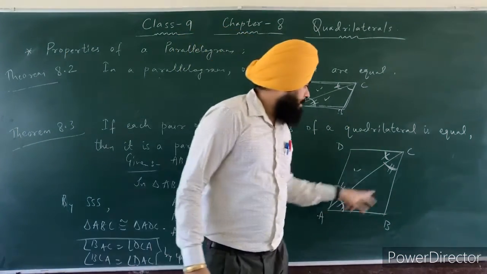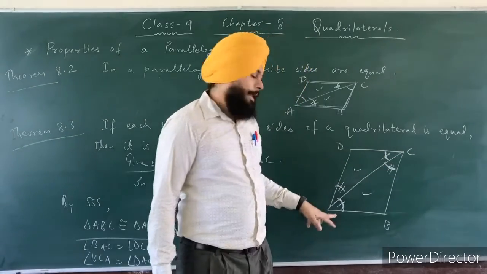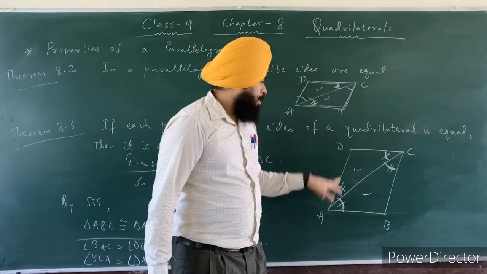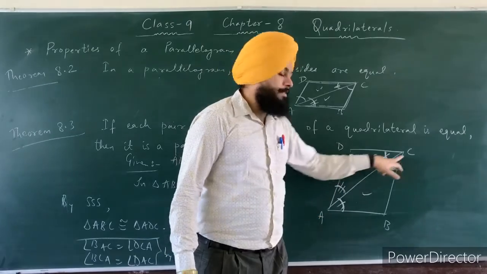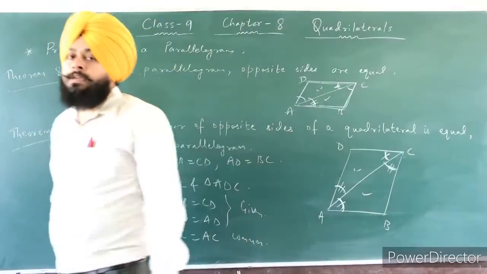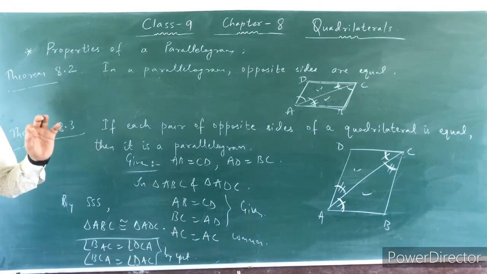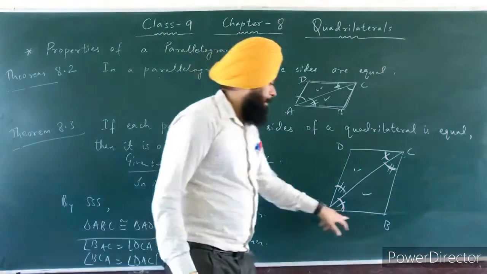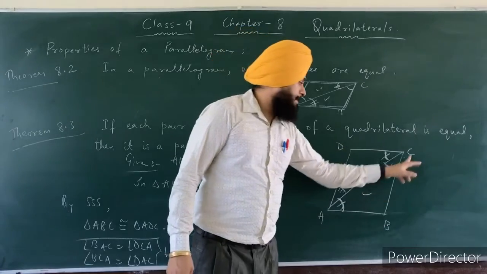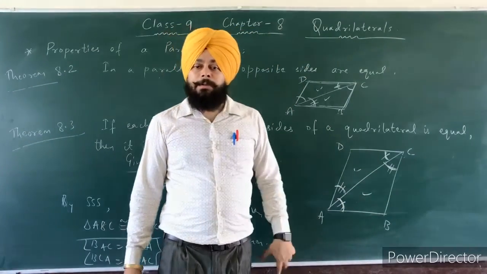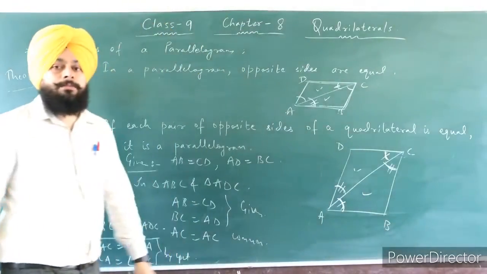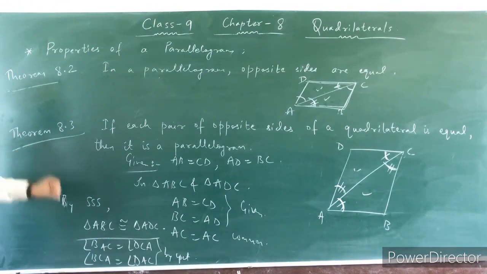So you can see that these are pairs of alternate angles. If angle BAC equal to angle DCA and angle BCA equal to angle DAC, these are pairs of alternate angles. If pairs of alternate angles are equal, then the opposite sides are what? Parallel. Therefore, AB parallel to CD and BC parallel to AD. That's why ABCD is a parallelogram. So this is your theorem 8.3. Thank you.